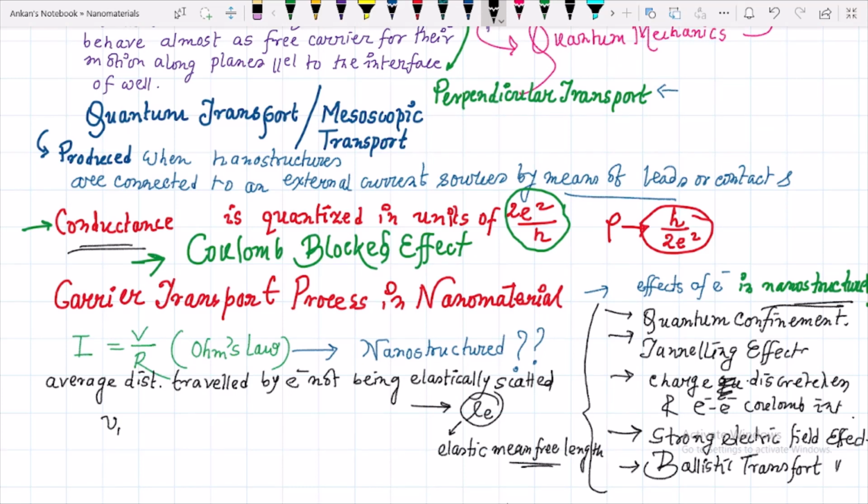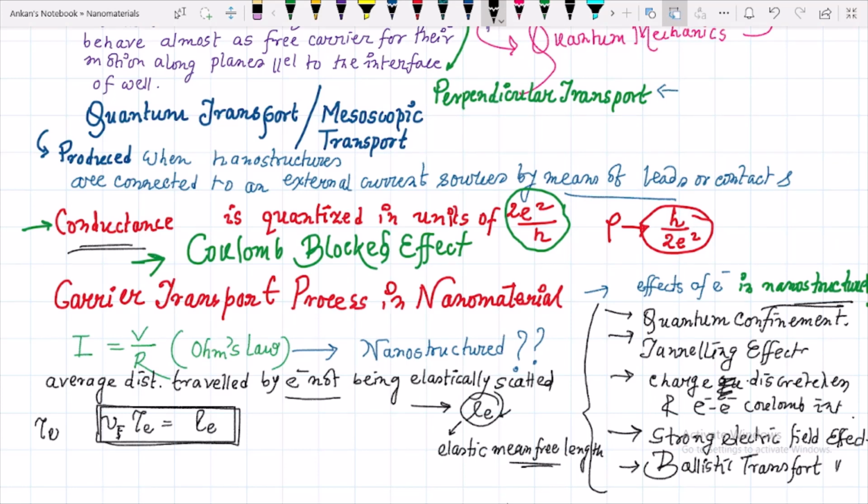Now if I consider V_F to be the Fermi velocity of the electron and tau_E the relaxation time for the electron, then this relation must hold: V_F is the Fermi velocity, tau_E is the elastic relaxation time, that is the time the electron takes to travel the distance L_E. So V_F times tau_E equals L_E.